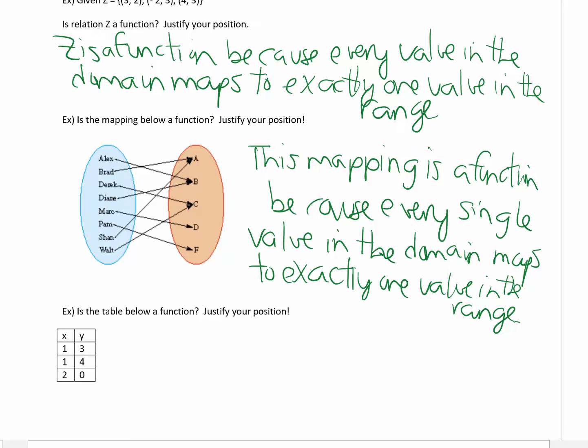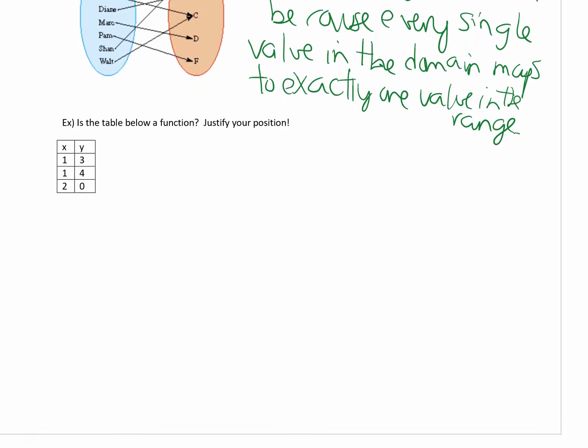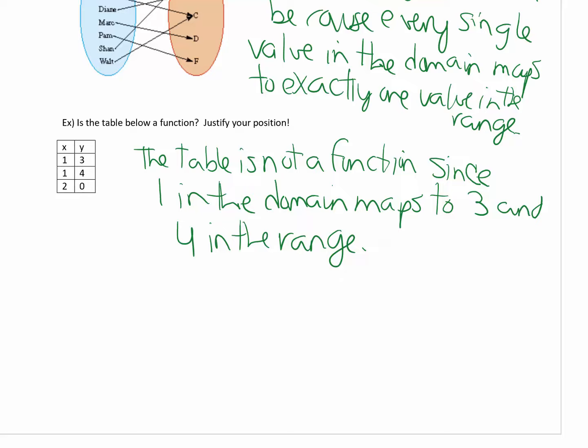Okay, let's take a look at the next example then. Is this table below a function? Well, the 1 maps to 3, but 1 also maps to 4. So this table is not a function since 1 in the domain maps to 3 and 4 in the range.